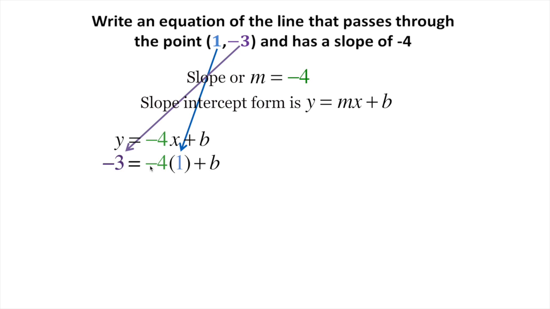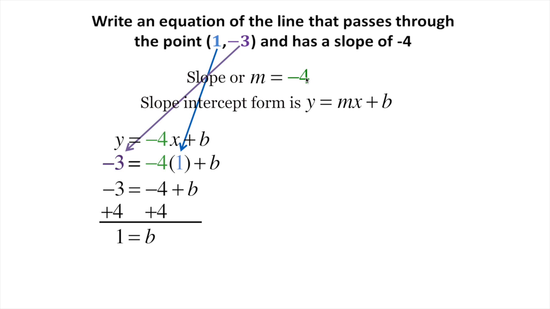All right, so let's do this. I've got negative 4 times 1 is negative 4. Now I need to get b all by itself. I'm going to solve this one for b. That means I need to add 4 to both sides. Negative 3 plus 4 is 1. Well, now I know what b is. b equals 1, and my slope is negative 4.